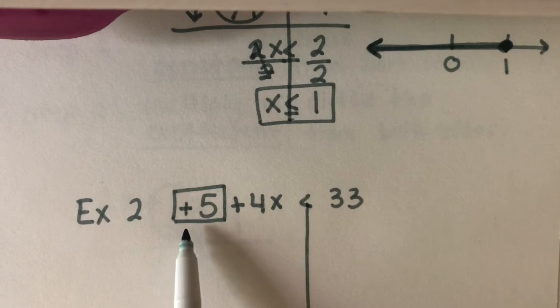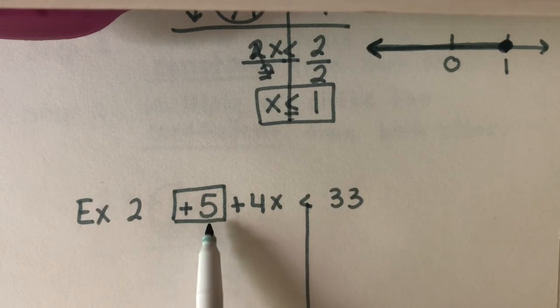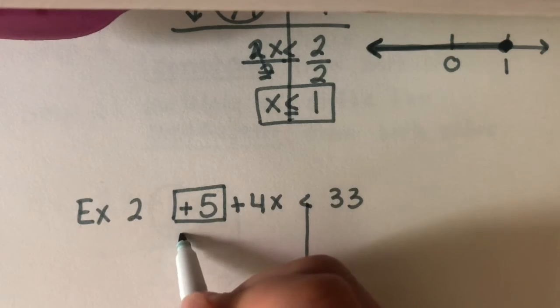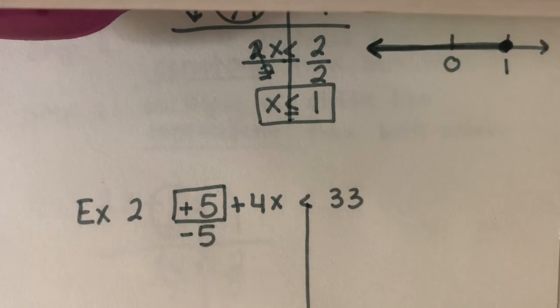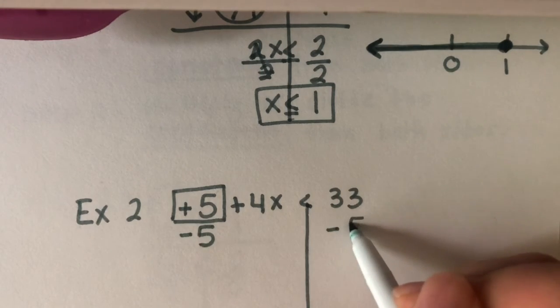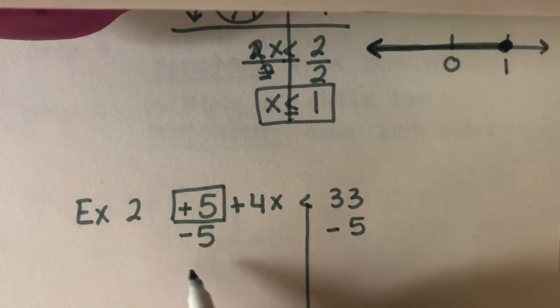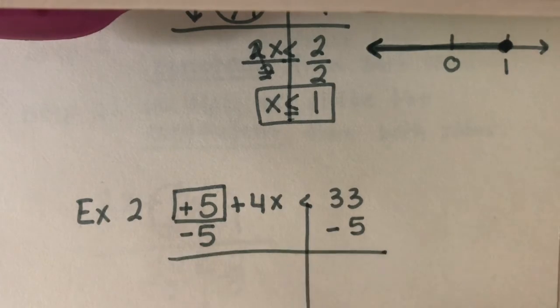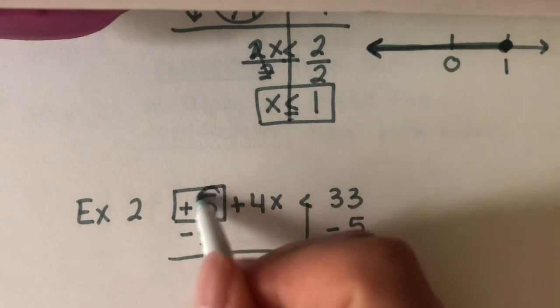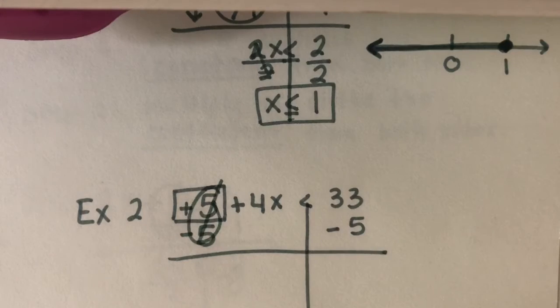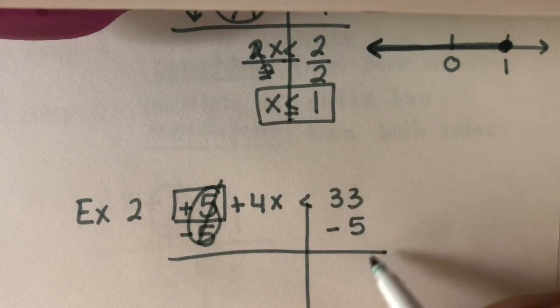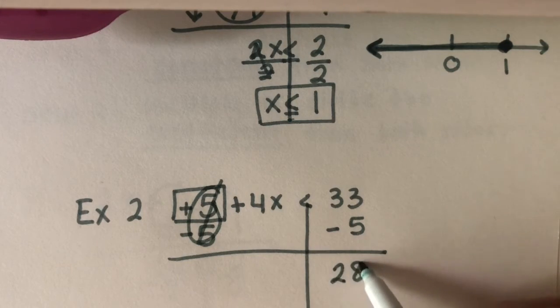And we want to go ahead and remove this 5. We want to add or subtract this 5. So since it's being added, I'm going to do the opposite, which is subtraction. I'm going to subtract 5 from this side and subtract 5 from that side of my inequality. So I know that 5 minus 5 is 0, so that's gone. And then 33 minus 5 is 28.